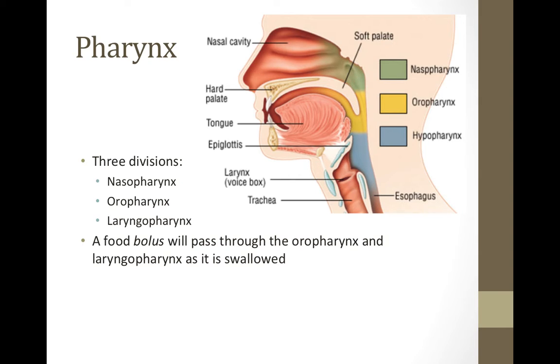So in one of the group presentations, one of your classmates discussed what a bolus is, and basically a bolus is a collection of chewed food mixed with saliva, and a bolus will travel from your oropharynx into your laryngopharynx and finally into your esophagus as you swallow it.